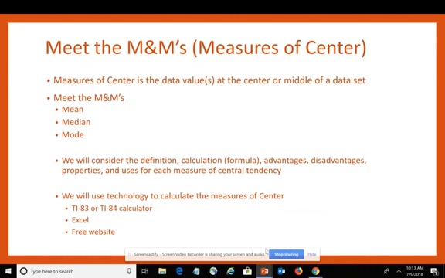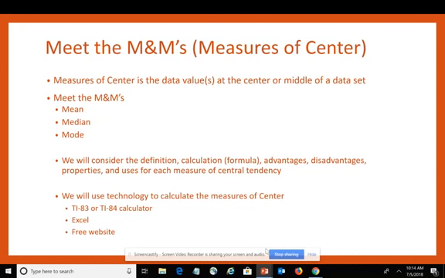So let's meet the M&Ms. The measure of center is the data value or possibly values at the center or the middle of a data set. We're going to look at the definition, the formula, the advantages, the disadvantages, some of the properties and uses for each of the measures of the center: mean, median, and mode. I'm also going to show you how to use the technology to calculate these.